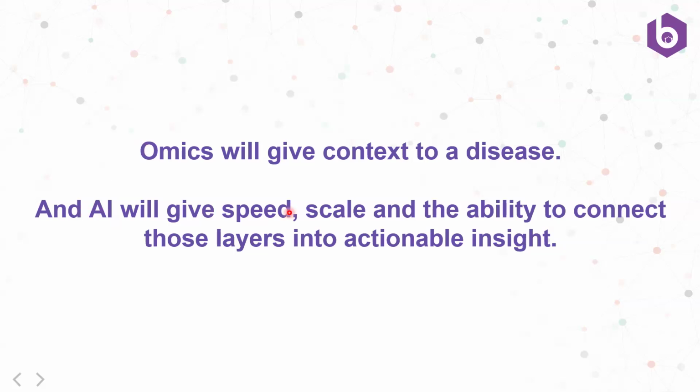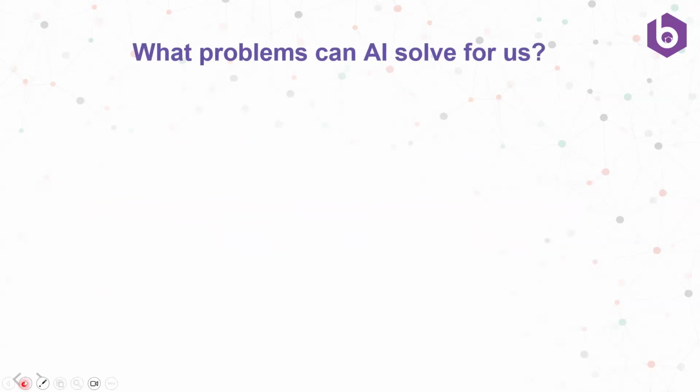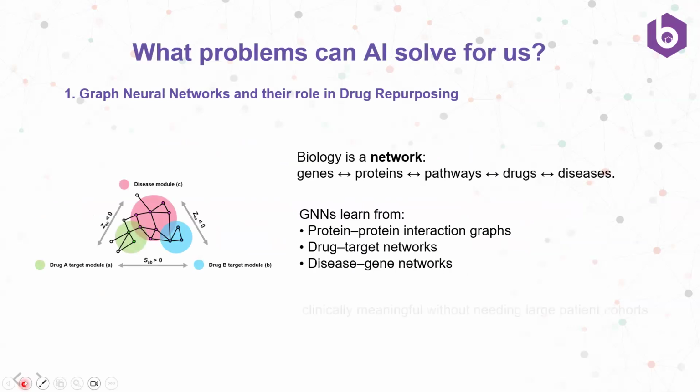AI will give you speed, scale, and the ability to connect those layers into actionable insight. There's no point making huge statistical analysis if you're not getting an insight out of it. So AI is known for taking huge amounts of data, applying statistics on it, and giving out insights from it. So I'll quickly cover 3 cases of where AI can solve. One of them is called graph neural networks. This has been used for repurposing drugs in many important diseases.